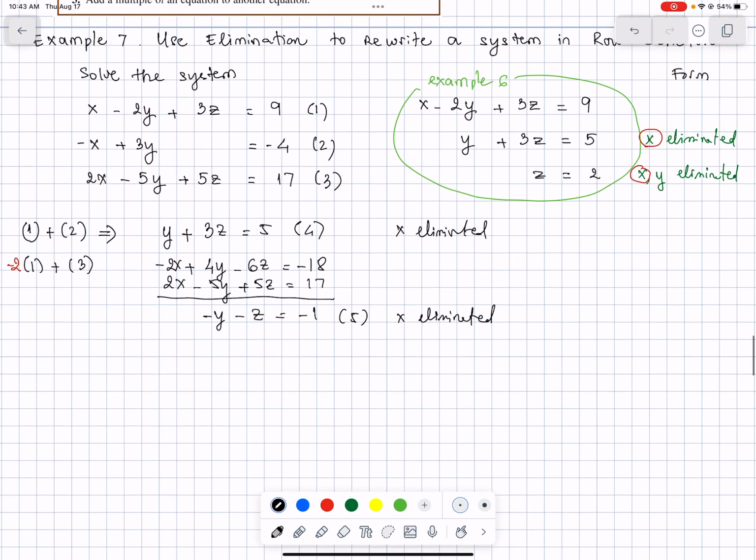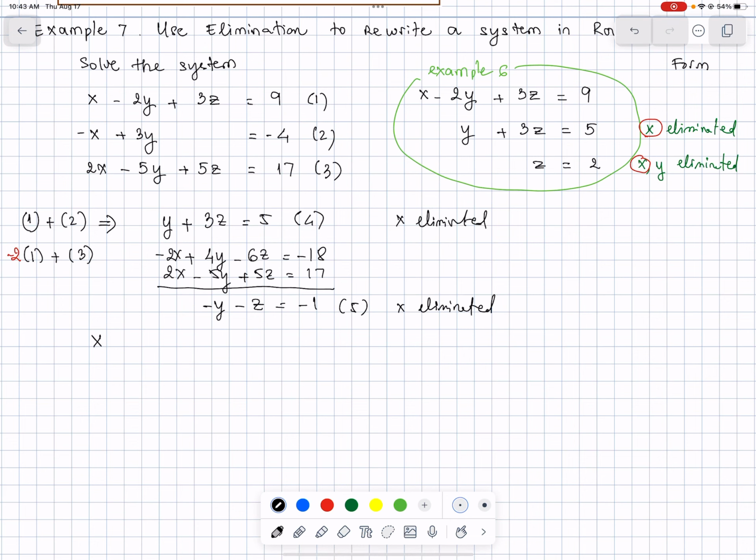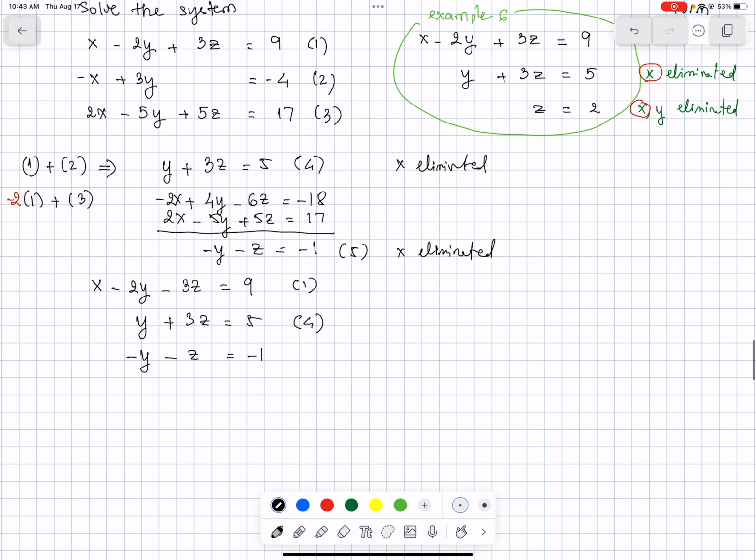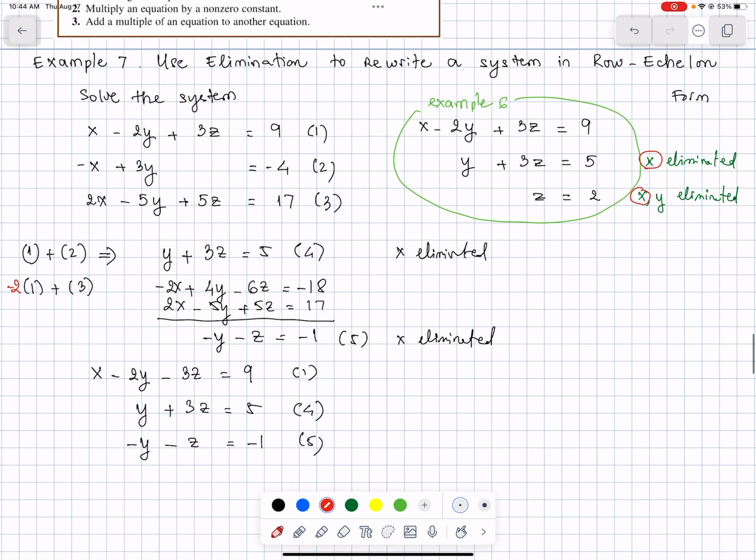Now let's put them all together. We keep equation number 1 because we want x, y, and z there. Then we write down equation number 4 where the x is eliminated, and equation number 5 where the x is also eliminated. So we got the new system. That is our first step. Step 1 is we eliminate the x for equations 2 and 3.